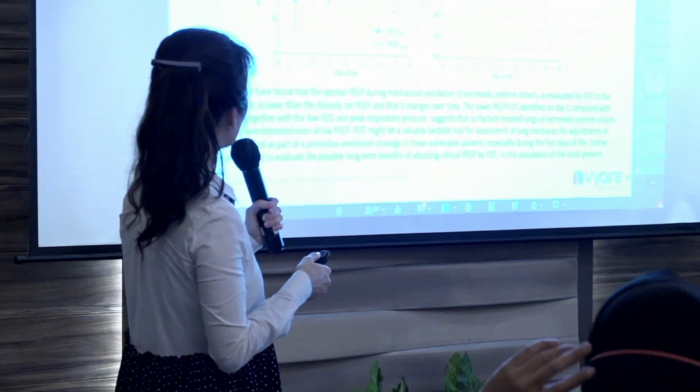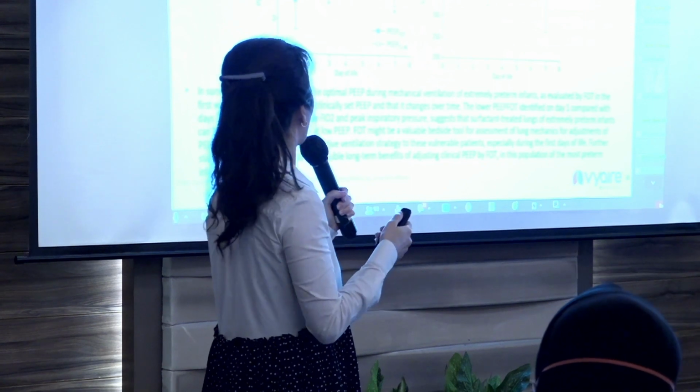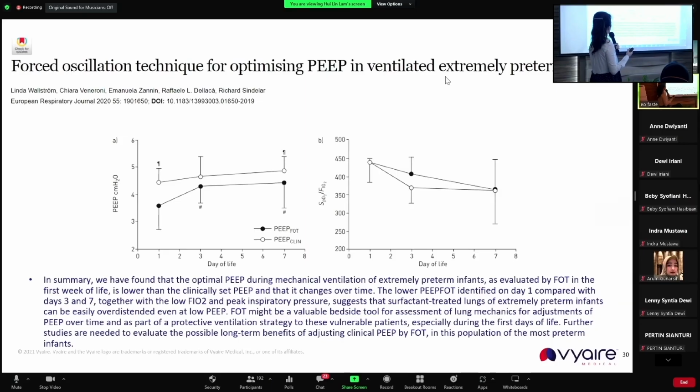Here is another study talking about the same thing, adjusting PEEP by FOT, where we are able to use a higher PEEP for the patient when we are on FOT, and then we are able to do lung protective ventilation for the babies. Because for your extremely preterm infants, their lungs are easily over-distended even at low PEEP, especially after you give them surfactant. So that's why with FOT we are able to set a better PEEP for them to prevent over-distension after we give them surfactant.